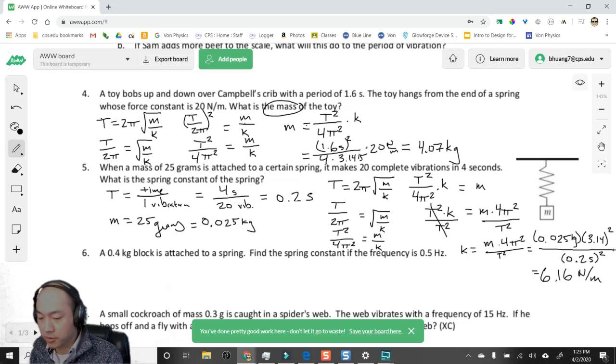All right, just double check. I did these problems earlier and just want to make sure that I didn't make any mistakes there. So number 5.